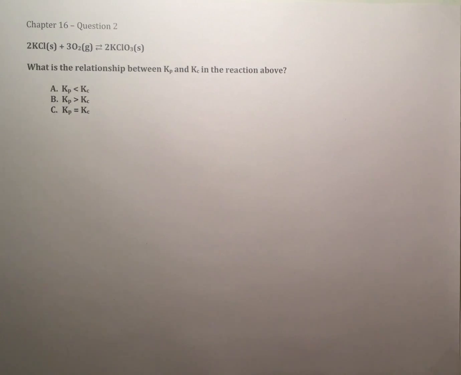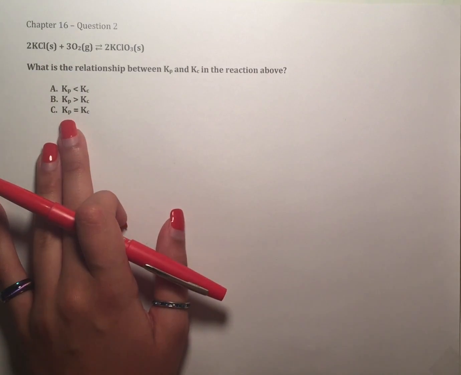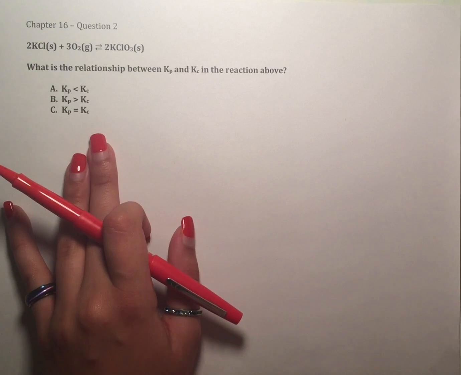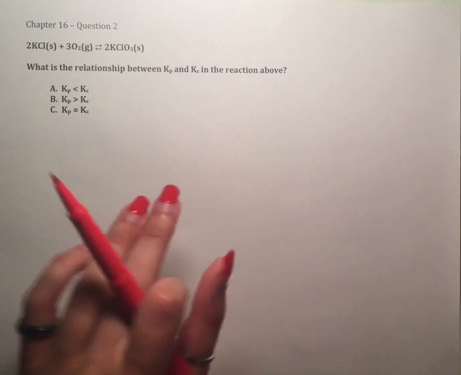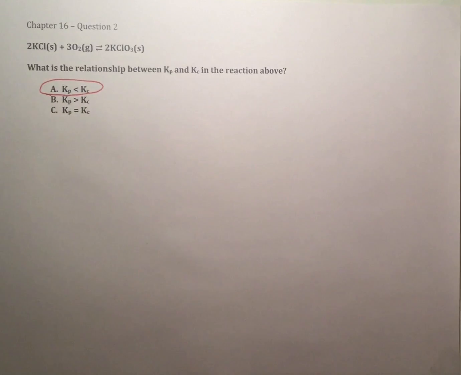Alright guys, so let's move on to question 2. For this video, I'm going to start out by giving you the answer, but before I give you the answer, I highly suggest that you try to figure out which option you think is the correct answer, and then unpause the video and see what I write down, okay? So the answer to this question is A. Kp is less than Kc.